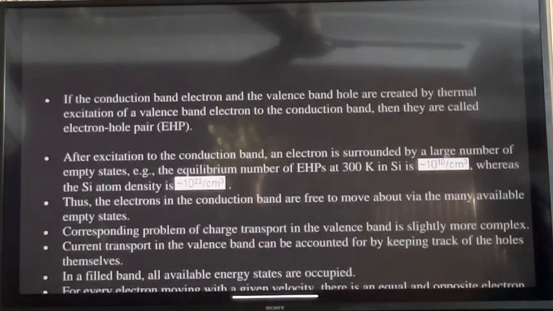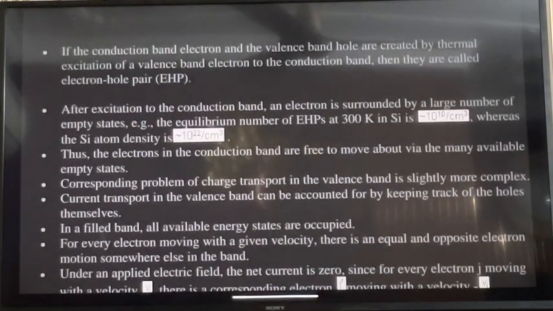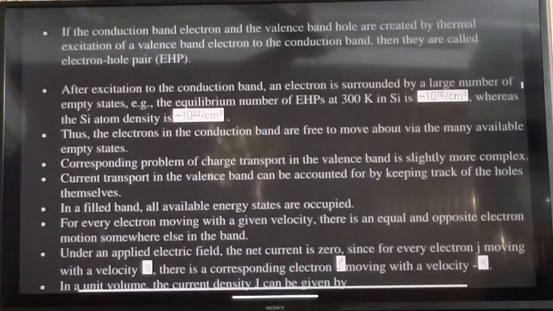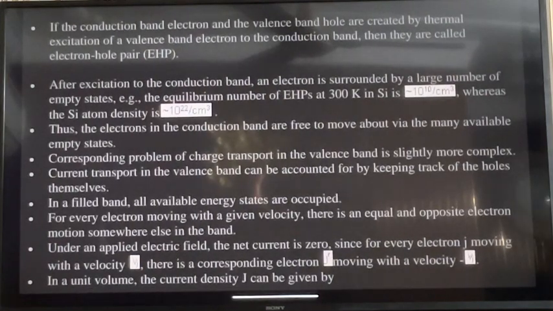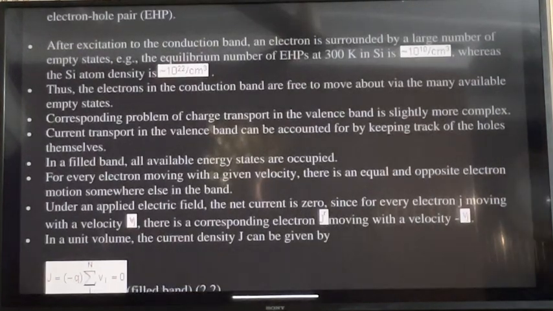So the conduction band electron and valence band hole are created by thermal excitation of a valence band electron to the conduction band. Then they are called an electron-hole pair. So if thermal excitation creates a hole, once the electron has jumped to the conduction band, then these two together are called an electron-hole pair. Now after excitation, the electron is surrounded by a large number of empty states. So let's say in silicon at 300 Kelvin, the equivalent number of electron-hole pairs is 10 to the power 10 per centimeter cube.